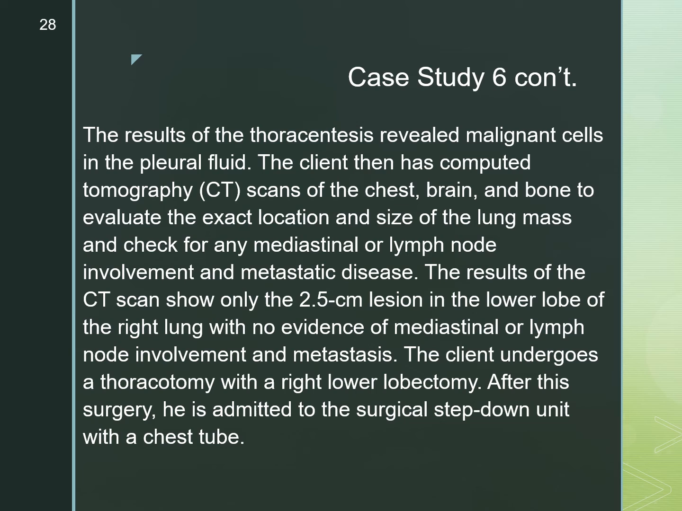So the client undergoes a thoracotomy with a right lower lobe lobectomy. In other words, they're just removing that right lower lobe. After surgery, he's admitted to the surgical step-down unit with a chest tube. So what is the purpose of a chest tube? This is going to drain air or fluid, or it's going to help allow a lung to re-expand.